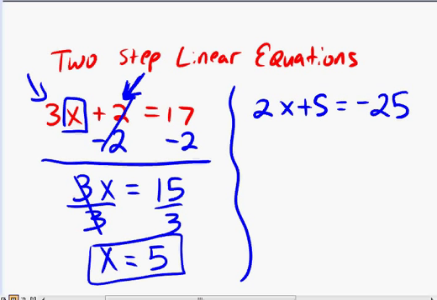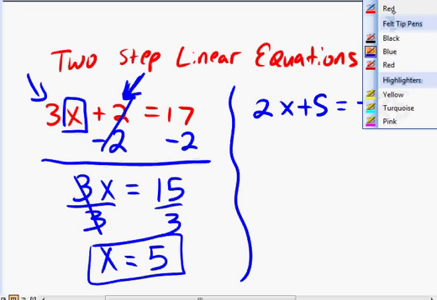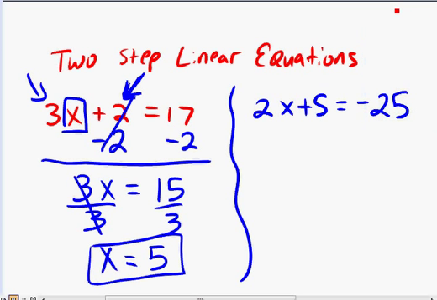Okay, let's take a look at this one over here. 2x plus 5 equals negative 25. Now we want to find a way to get x by itself and move the 2 and 5 away. Again, let's start off with getting the number away from x first. Let's get rid of 5, the addition over here. So we do the reverse operation, which is minus. So we subtract 5.